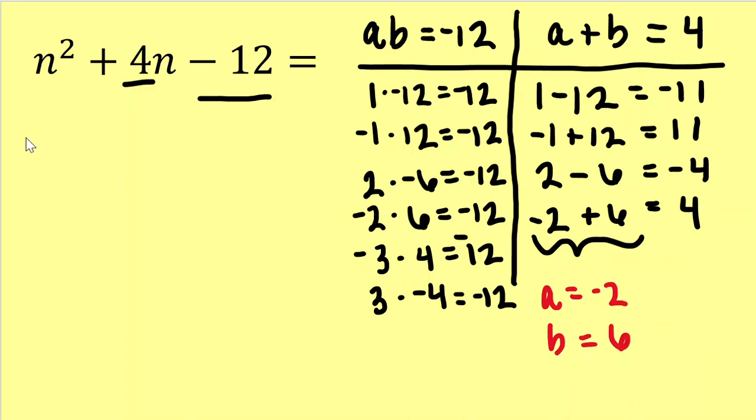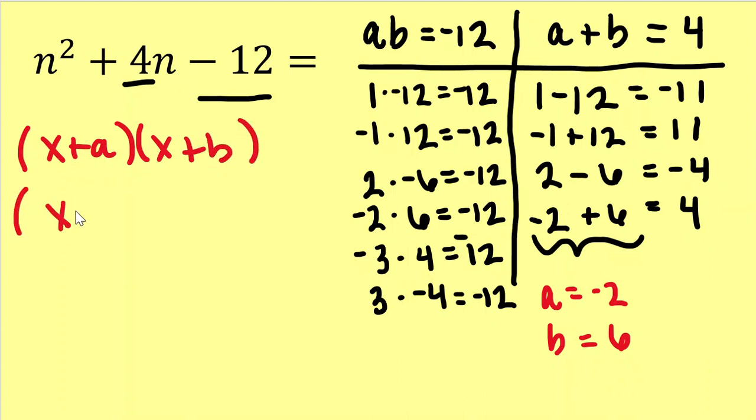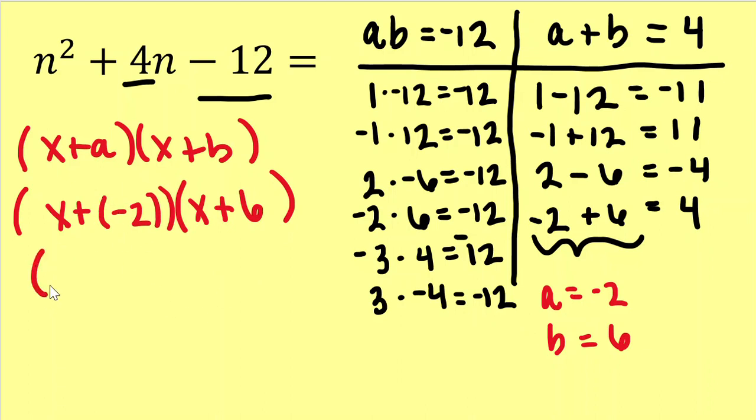Let's go ahead and plug that into our factored form of our expression. So that's going to be x plus a times x plus b. So what we can say is that x plus a, well a was negative 2, and over here we had x plus b, and b was 6. We can simplify by getting rid of the parentheses, and this is just going to be x minus 2 times x plus 6.